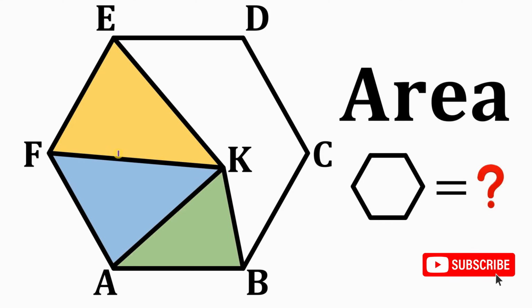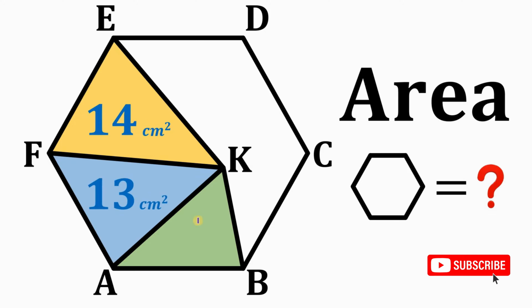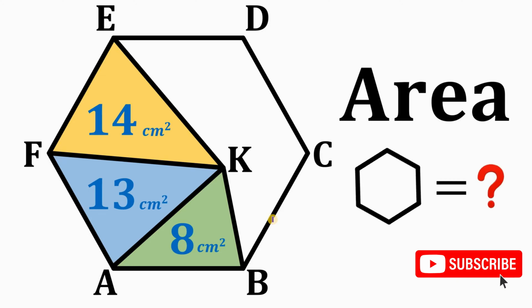It is also given that the area of this yellow triangle is 14 centimeters squared, and the area of this blue triangle is given as 13 square centimeters. And last, the area of this green triangle is given also as 8 square centimeters. So the question is, what is the area of the entire regular hexagon?